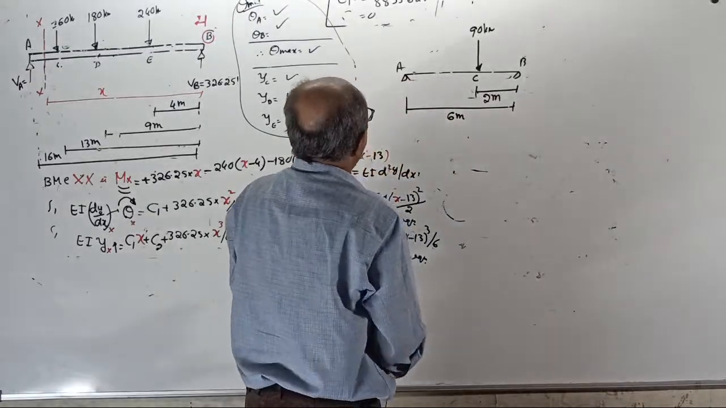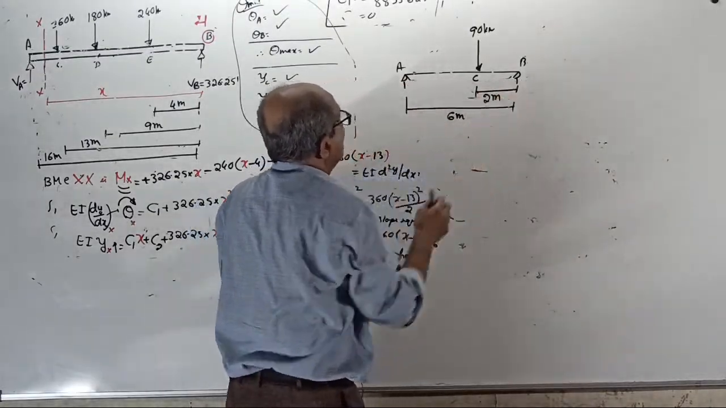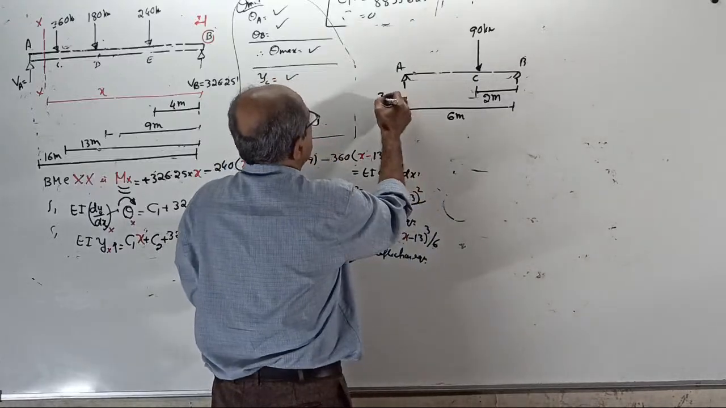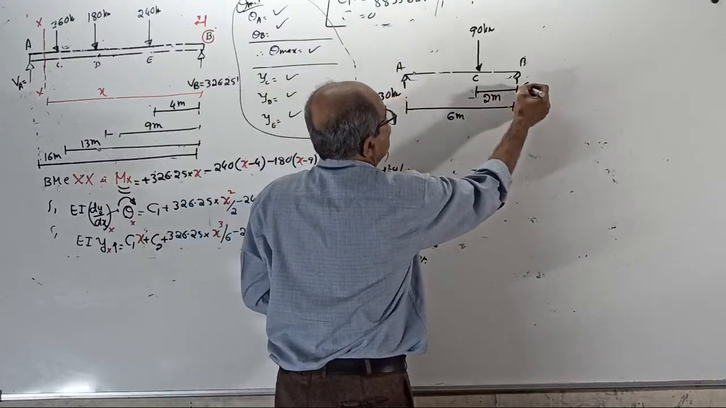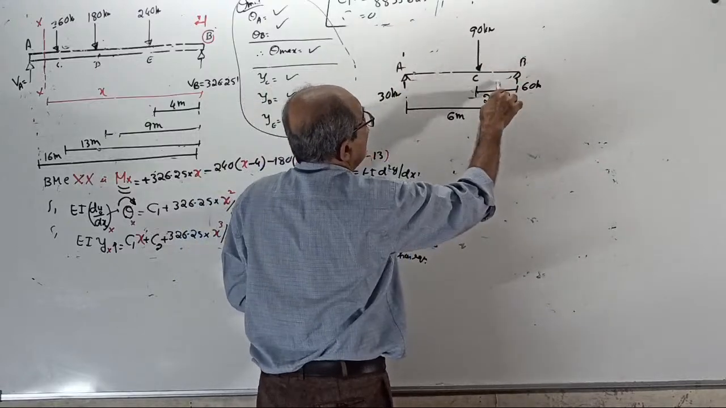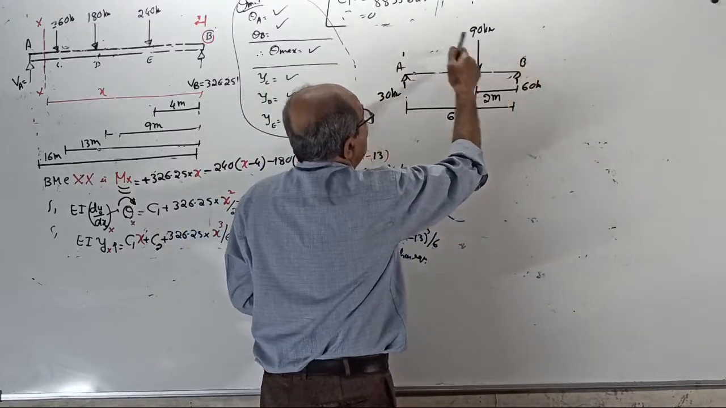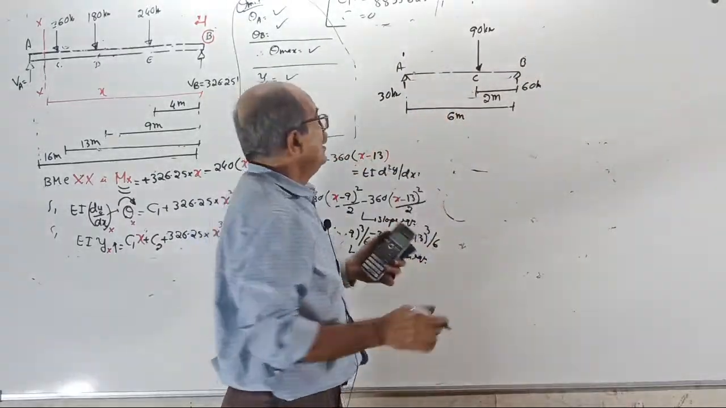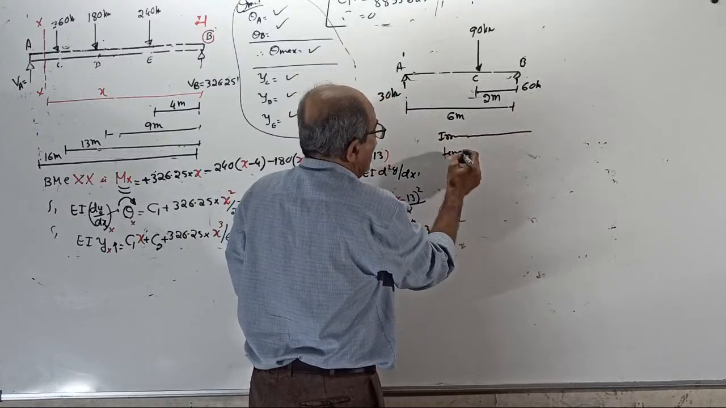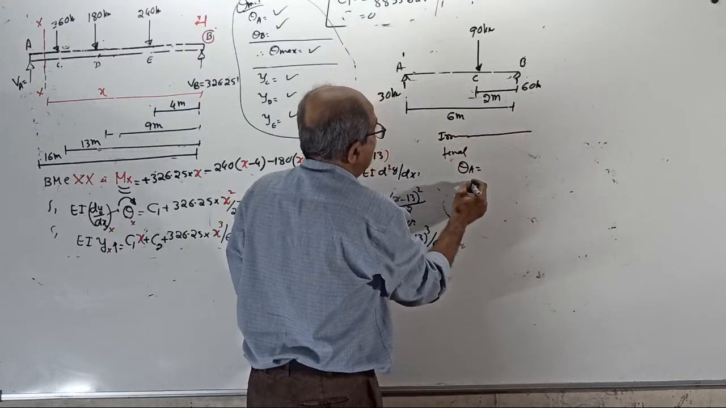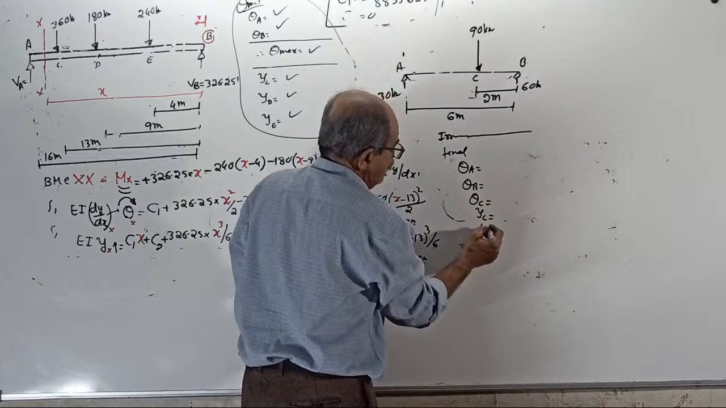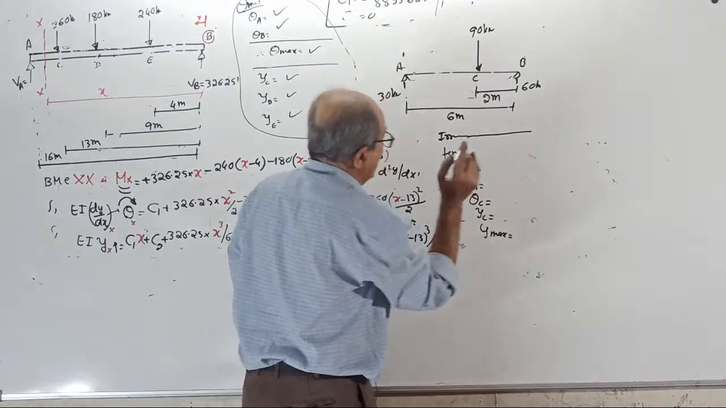See, you will get the reactions, I will give early. 90 into 2 divided by 6. This reaction will come 30 kilonewton. This reaction will come 60 kilonewton. Once you solve with the origin at A, once you solve with the origin at B, you should solve. Irrespective of which origin you take, the final answers are theta A, theta B, theta C, YC and Y maximum. I will give all the answers.